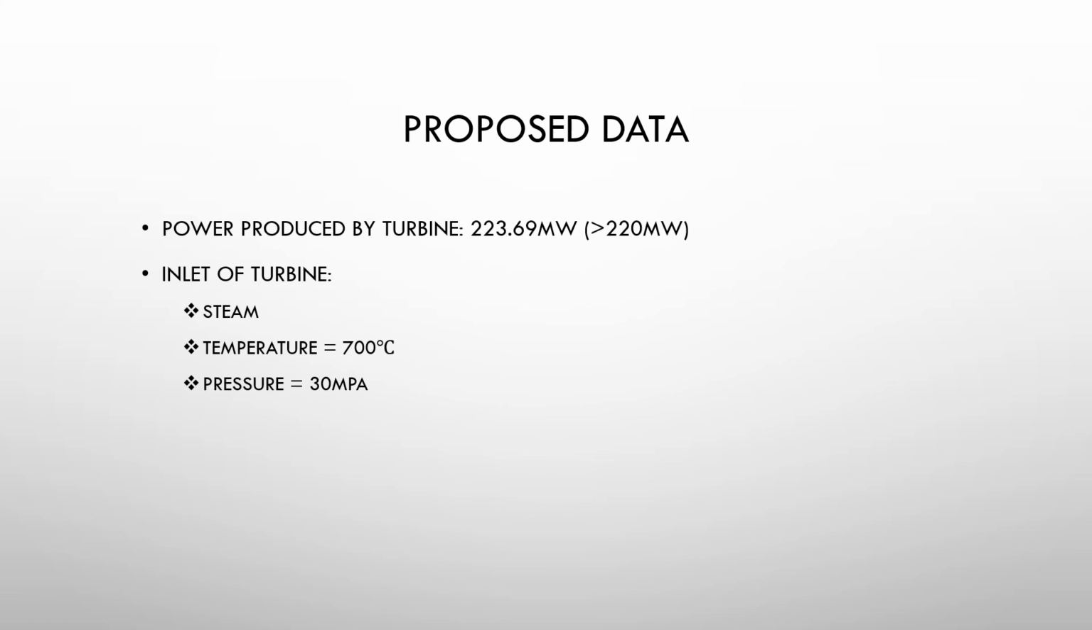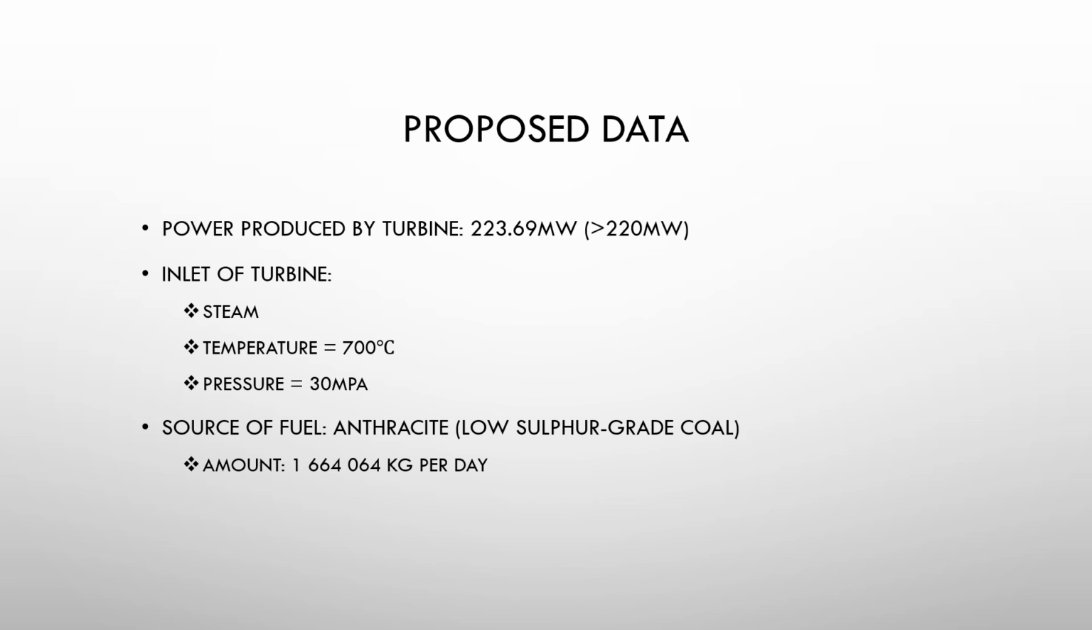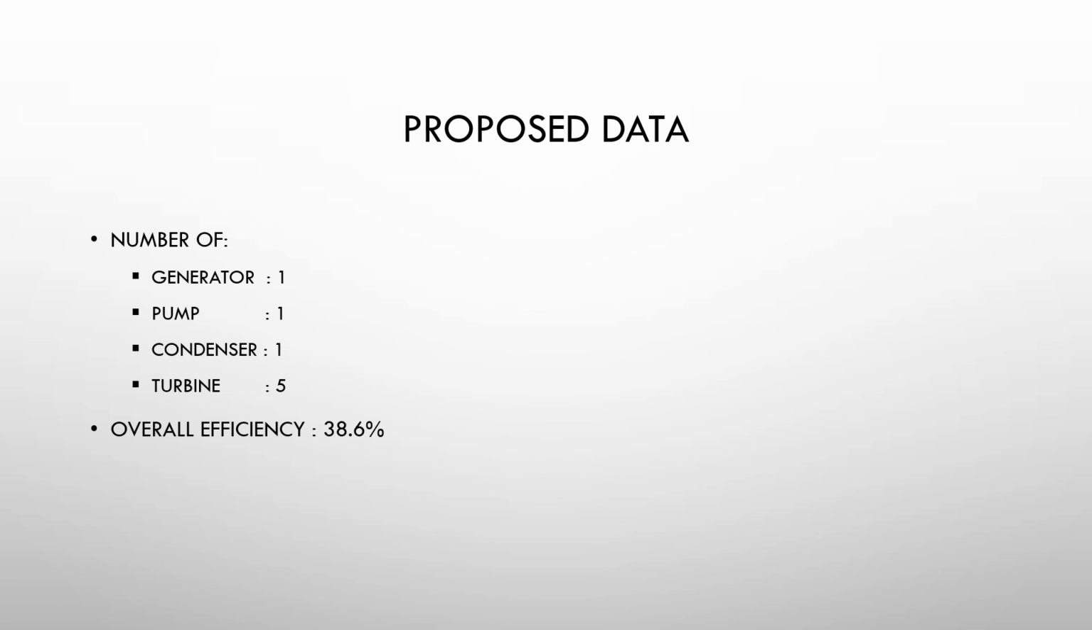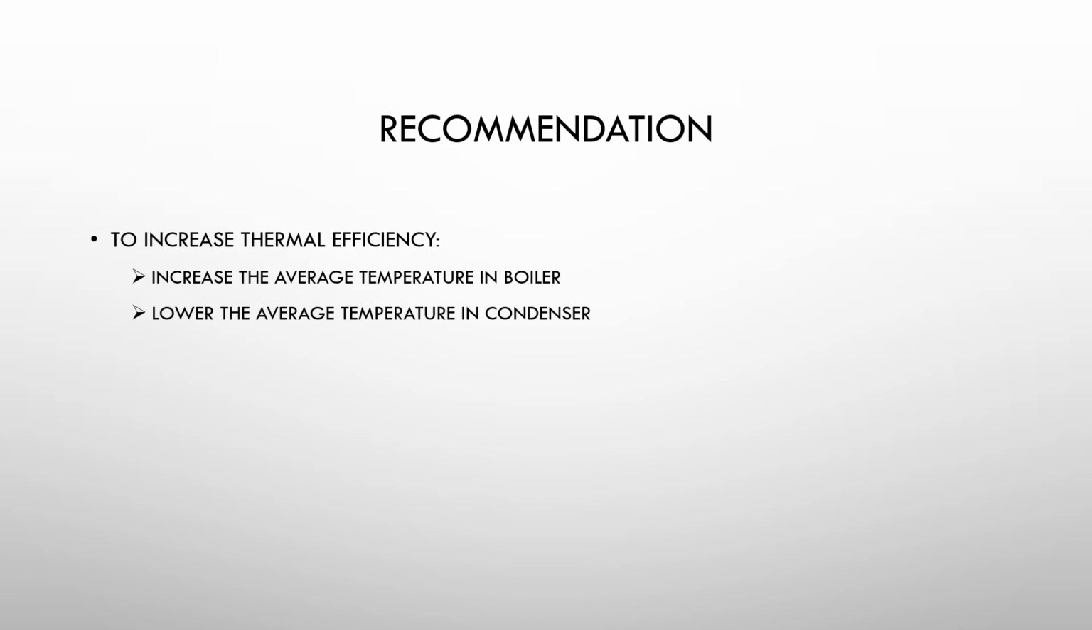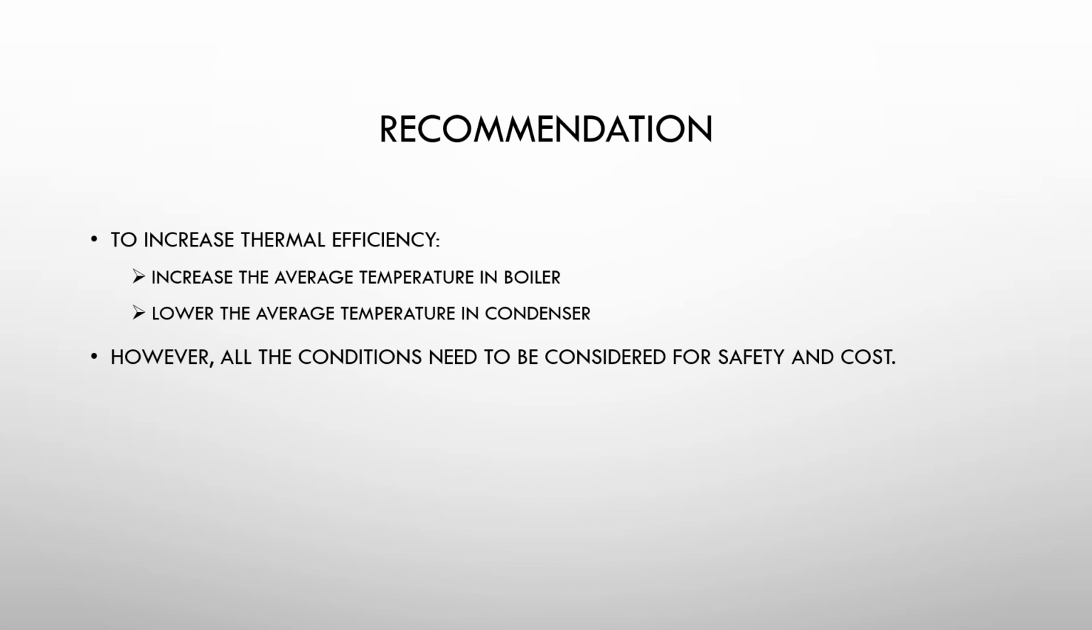In conclusion, in our proposed design, we have the power produced by the turbine, the inlet temperature and pressure of the turbine, the source of fuel and its amount, and the amount of steam generated. This is the number of each of the components of the steam power plant and the overall efficiency, and our steam power plant is based on the Rankine cycle. For recommendation, we have 2 recommendations to increase thermal efficiency. However, all the conditions need to be considered for safety and cost.